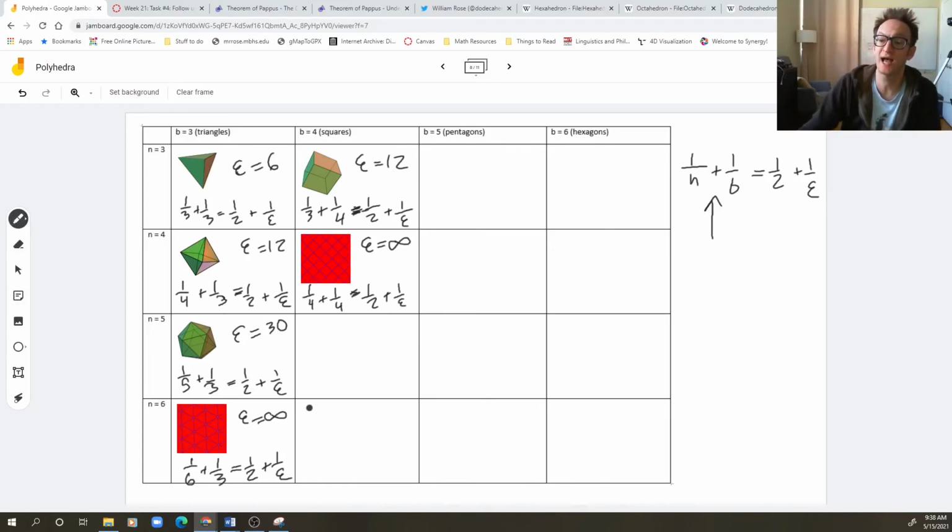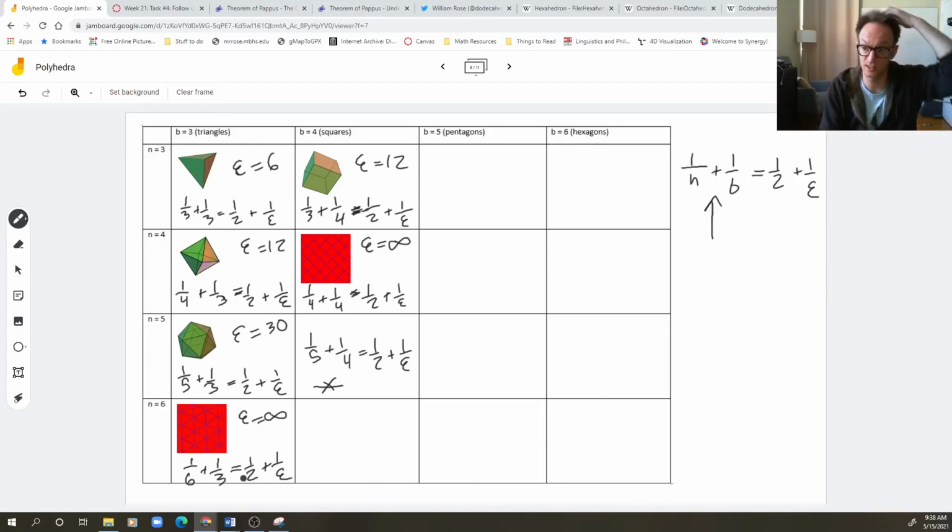And if you try to keep going beyond this, you'll get that 1/5 plus 1/4 equals 1/2 plus 1 over epsilon, and that just doesn't work. The left-hand side is less than a half, and so epsilon can't work out.